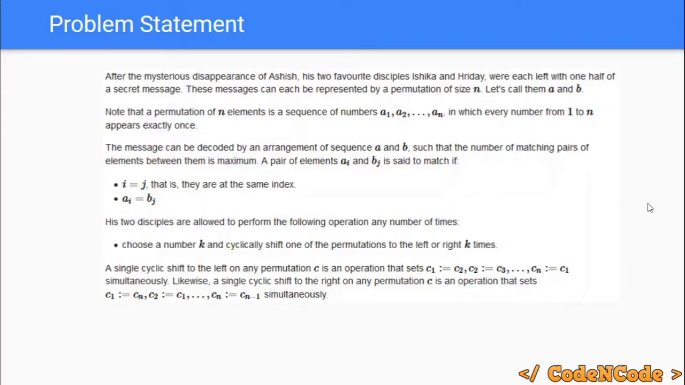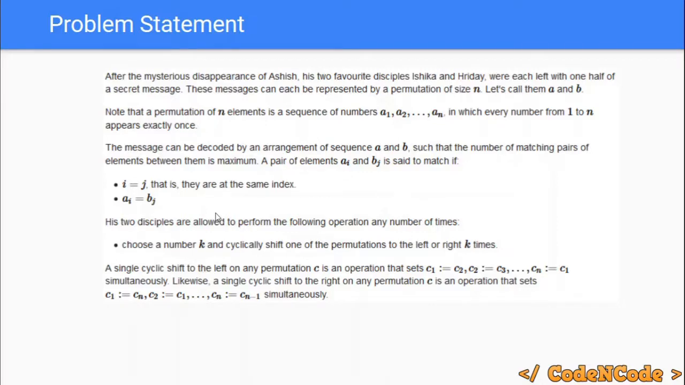So basically we are given two arrays, a and b, of length n, and we have to count the total number of matchings. There is a matching if i is equal to j, basically on the same index, there are the same elements, then this is called a matching. So at max the maximum matching can be n elements, so we have to maximize the matching.